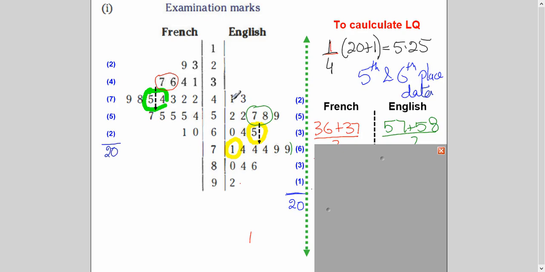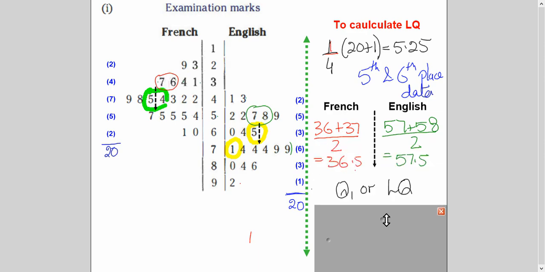If you see here, 1, 2, 3, 4, 5, and 6. So the 5th and 6th place. So 57 and 58. And in the case of French, of course, the place value is the same: 1, 2, 3, 4, 5, and 6. So 36 and 37. This is how you will calculate the lower quartile of French and English. Now we will do it for the upper quartile.